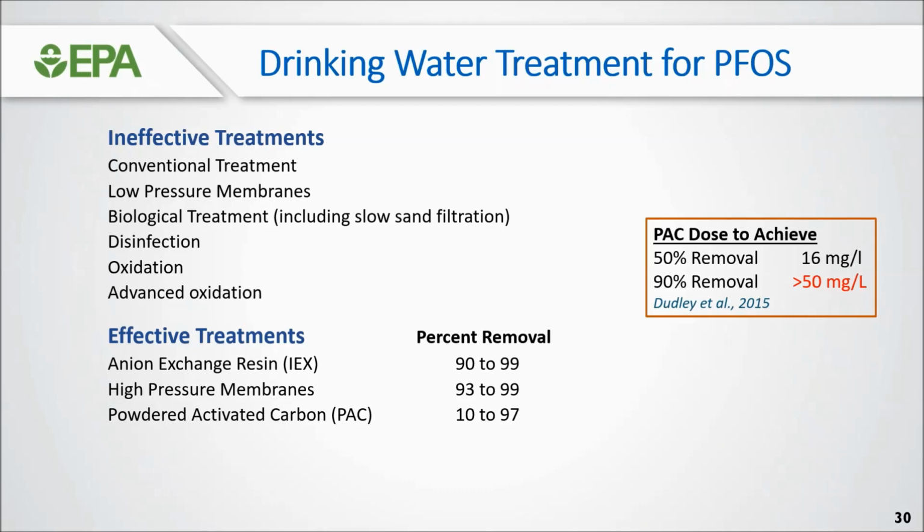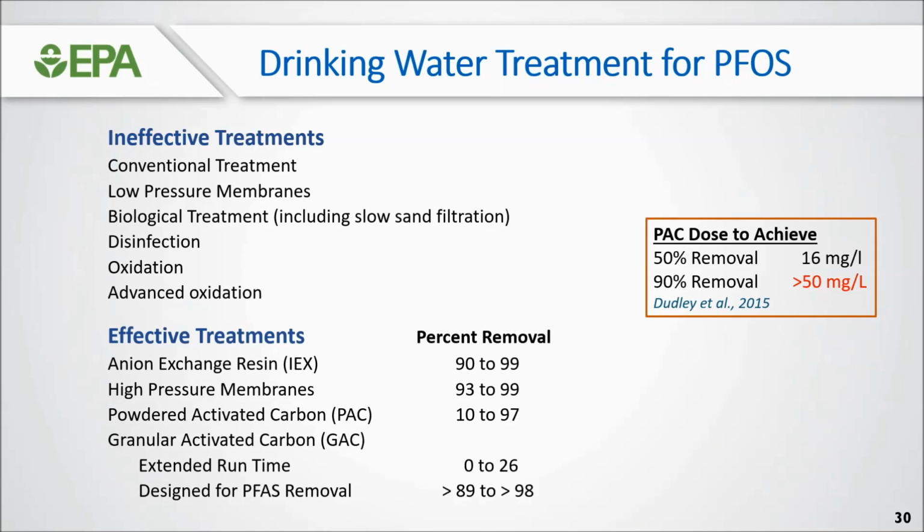Probably the best resource out there is Dudley et al., looking at different PFAS doses to remove PFAS. And if you're looking for a moderate amount of removal, PAC can do a good job. Say 50% removal is a reasonable dose of 16 milligrams per liter for an example out of Dudley et al. But if you're looking for 90% removal or greater, you're going to have to put in a lot of powdered activated carbon, greater than 50 milligrams per liter, which is very hard for a utility to do, both in terms of dosing and then handling sludge and other factors, and filter runtimes and such.